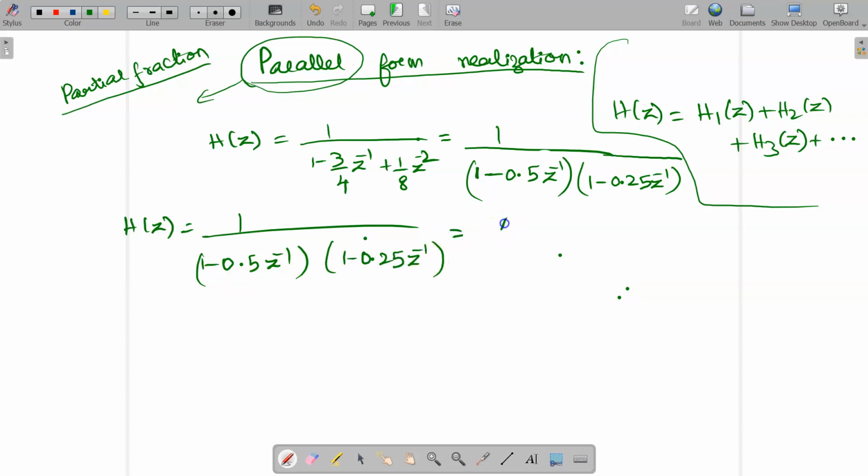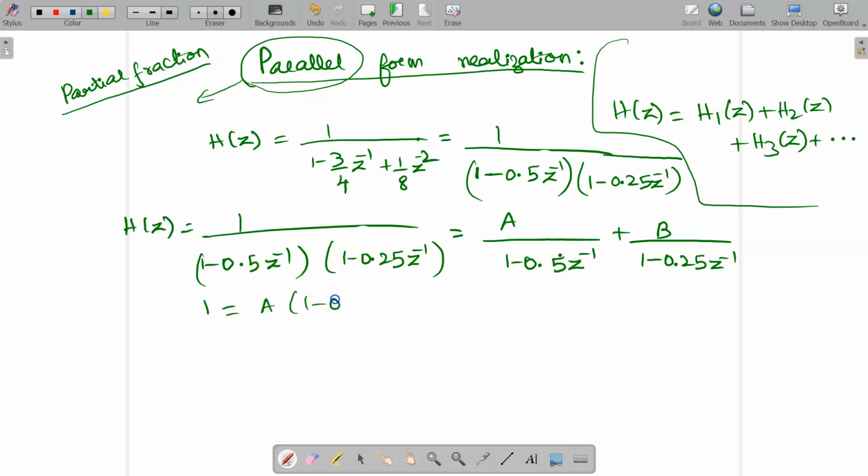So since you have two terms, I can write it as a by 1 minus 0.5 z inverse plus b by 1 minus 0.25 z inverse. Okay. So when you compare the left hand side with the right hand side, right? On the left hand side numerator I have 1. So how will you write a into? Here already 1 minus 0.5 z inverse is available. So the other term is minus 0.25 z inverse.